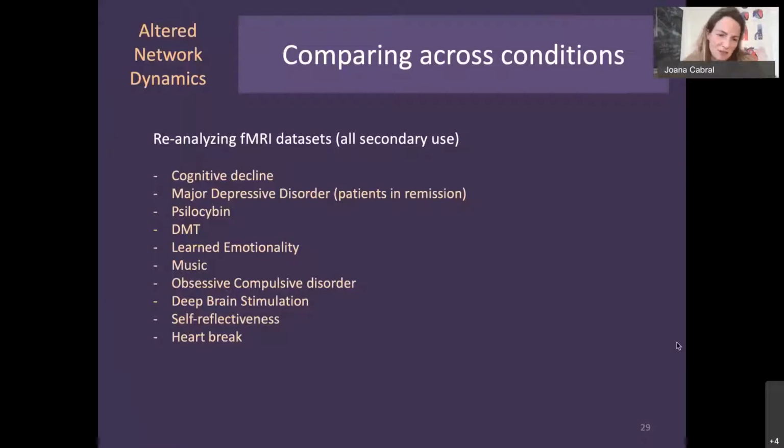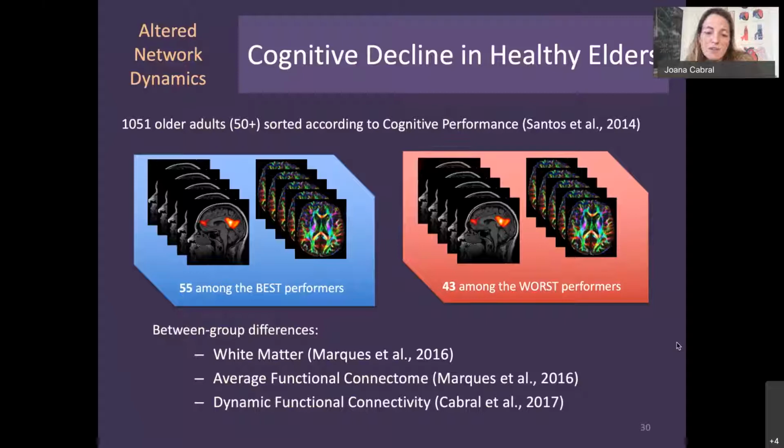So we analyzed data of people with cognitive decline, major depressive disorder, and psilocybin. I will go a bit into detail on this. One of them was to compare healthy elders, who were older than 50 years old. They were scored according to their level of cognitive performance. They did a bunch of tests, like counting backwards, jumping every three, these types of things. They chose the best performers and the worst performers, and these were invited to be scanned. And so I had to analyze this.